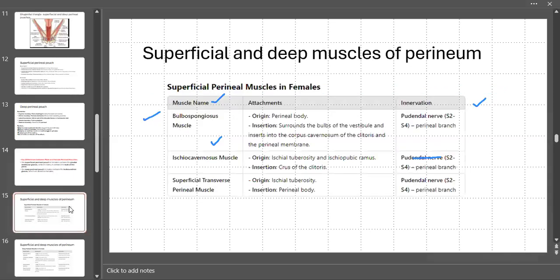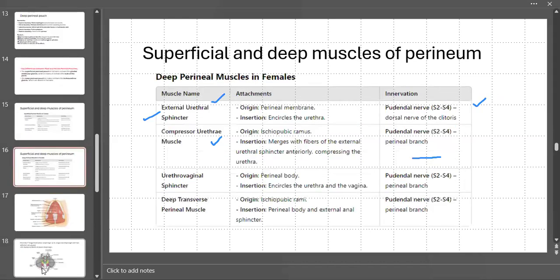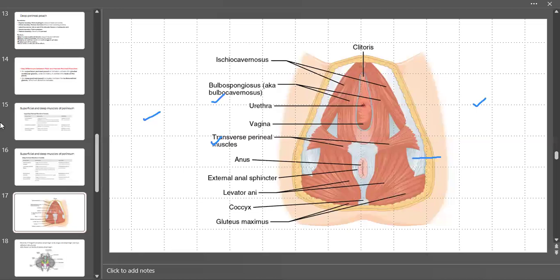I would say this is the best table because it's giving you the origin and insertion and innervation. So this is your task to study the bulbospongiosus, ischiocavernosus, and superficial transverse perineal muscles, and then the deep muscles, so that you have a very strong idea about everything about these muscles. And the more you study, the higher the chances that you don't make mistakes in the exam. Again, study smartly. Save your time and study in a smart way.